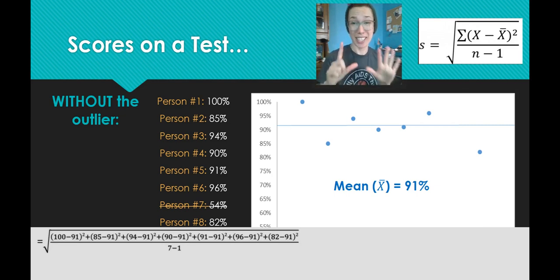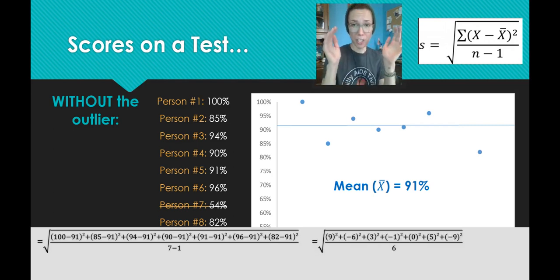Again, this time the n is only 7, so 7 minus 1 equals 6. I'm going to condense all that information down in parentheses, subtract all those values from one another, and end up with a simplified version. Mapping out all my steps to make sure that I don't forget anything along the way.